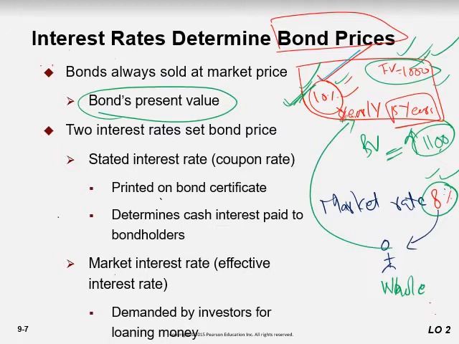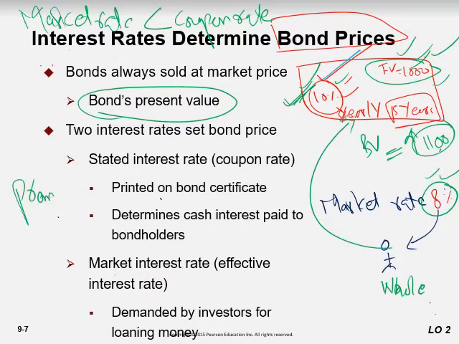And what is the condition for premium? If the market rate is less than the coupon rate, or if the coupon rate is greater than the market rate, we call that the bond is trading at a premium.